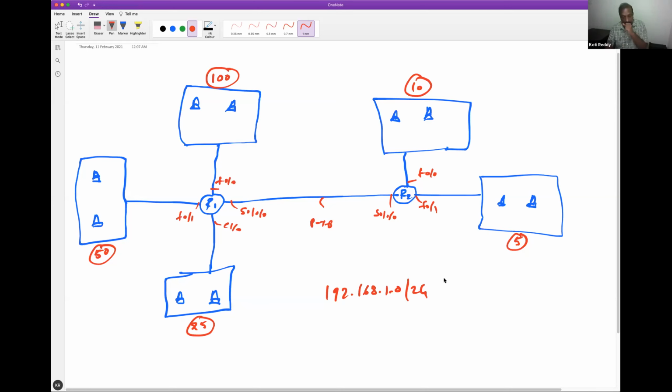For that, let us take a small case study like this. We have routers R1 and R2. This is a point-to-point link here, so I need only two hosts here. Here I need to accommodate 100 hosts. Here accommodate 50 hosts. Here accommodate 25 hosts. Here 10 hosts and then 5 hosts.